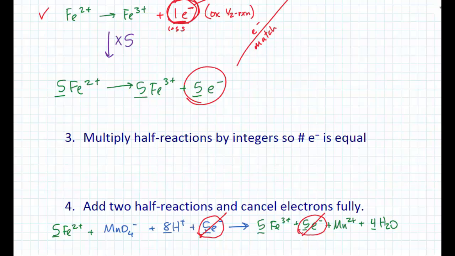Okay? A balanced redox reaction will not show electrons in it. It'll be understood that the electrons lost by one half reaction are gained by the other half reaction. Okay?